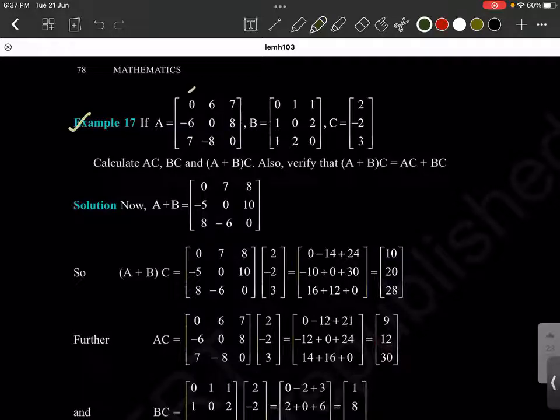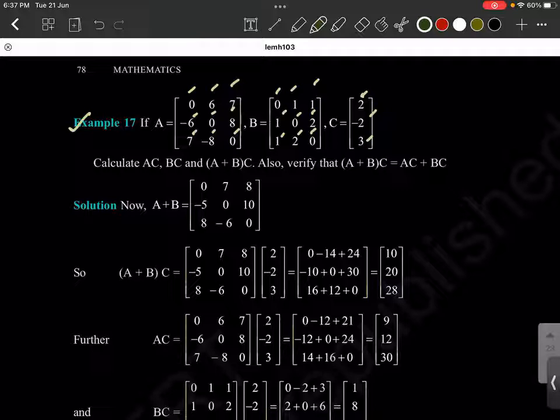A is equal to the matrix 0, 6, 7; minus 6, 0, 8; minus 7, minus 8, 0, and B is equal to 0, 1, 1; 1, 0, 2; and 1, 2, 0. C is 2, minus 2, and 3. Okay. So calculate AC, BC, and A plus B into C.